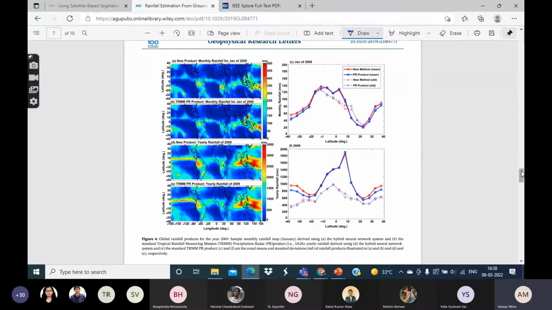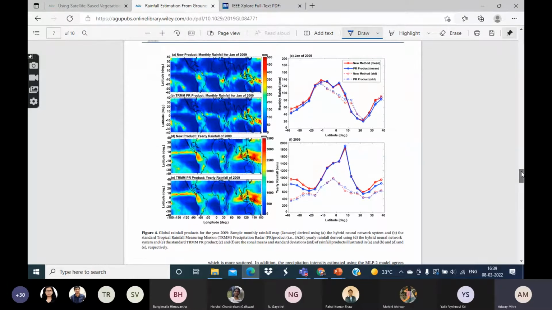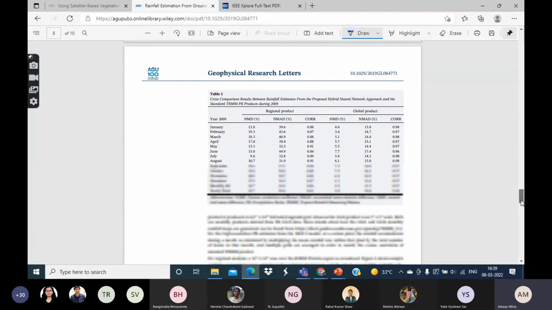And although the network has been trained for one particular region, namely Florida, now they are showing that the same thing can be done throughout the world, at any place in the world, if they have sufficient observations from these radars. Okay, so that is what this paper is about.